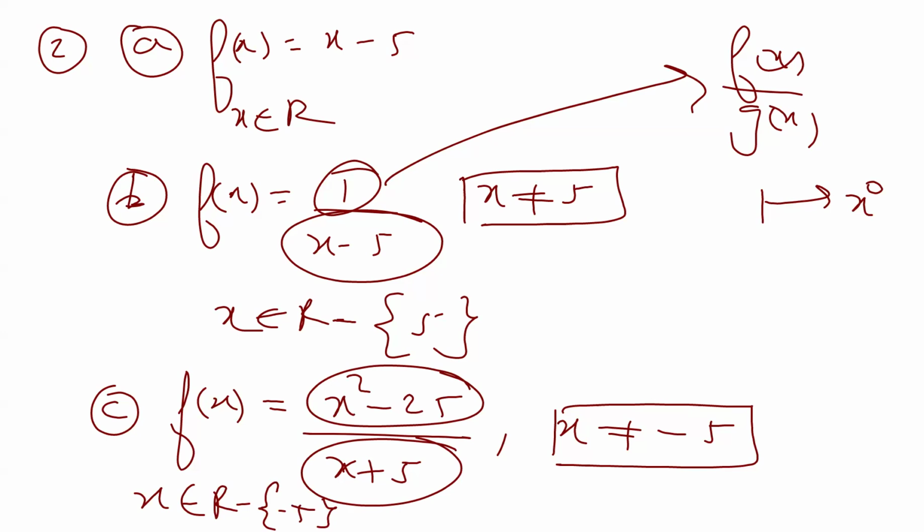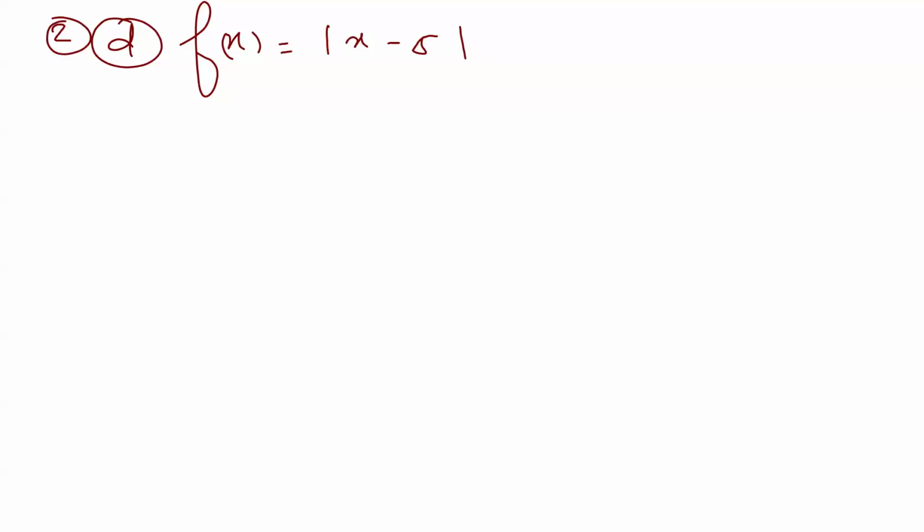Then question number 2, sub question D. Now it's an absolute value function, but then it is not modulus of x, it is modulus of x minus 5. So we'll rely on the graph for this. Let us take some sample values, x and y.